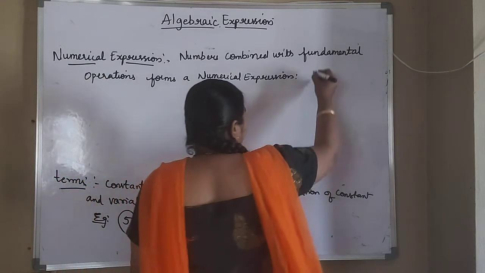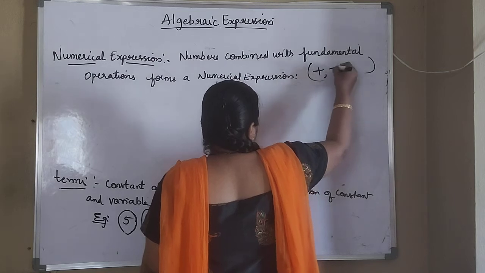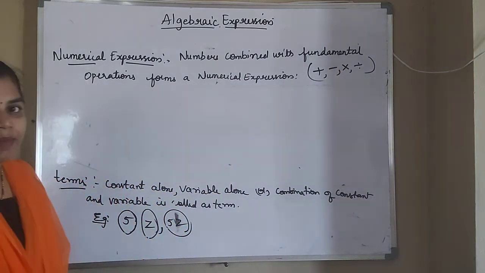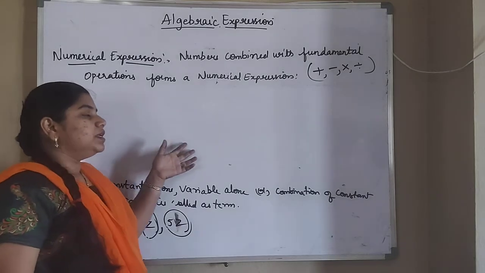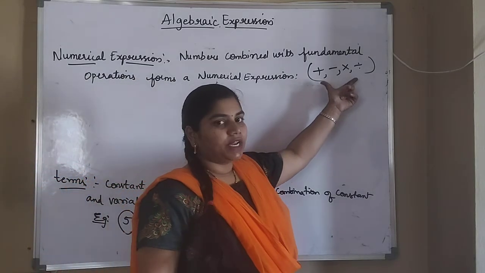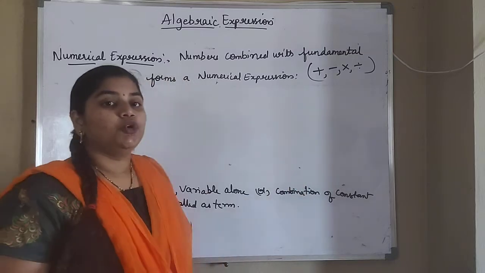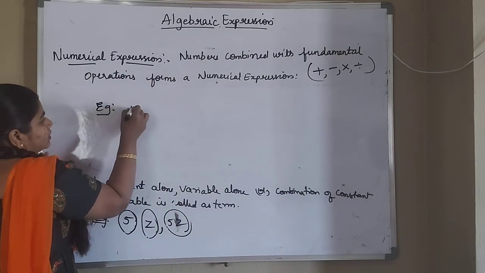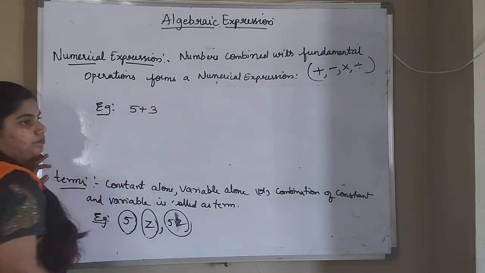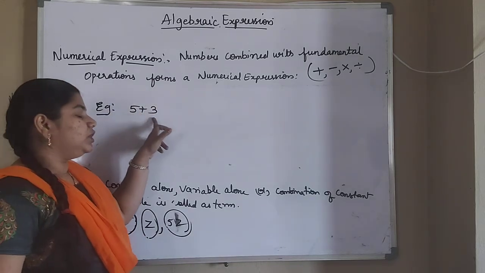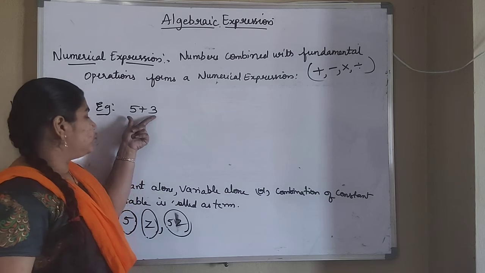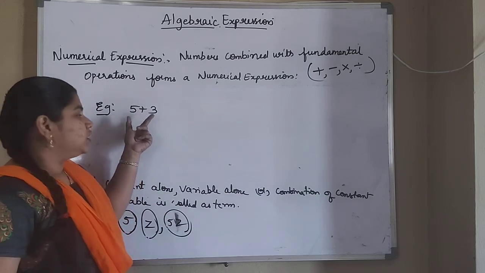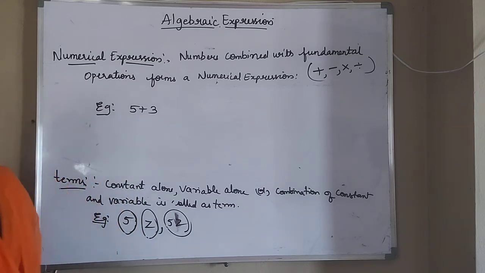So what are fundamental operations? They are plus, minus, multiplication and division. So these are our fundamental operations. Numbers combined with these operations form a numerical expression. For example, you can take 5 plus 3. 5 is a numerical number, 3 is a numerical number. These two numbers are combined with a fundamental operation, that is plus. So this is called a numerical expression.